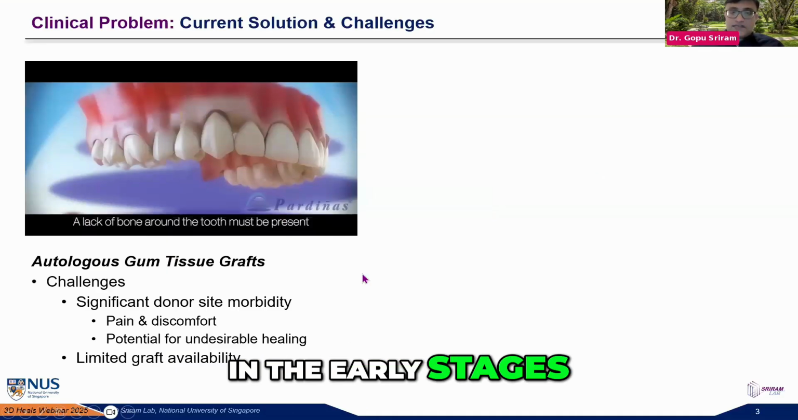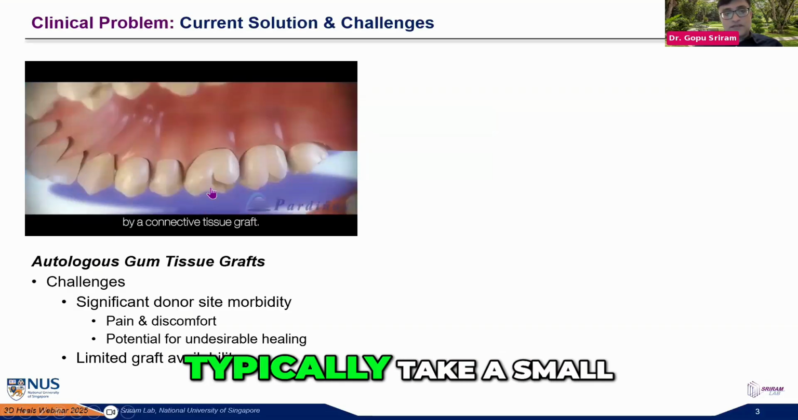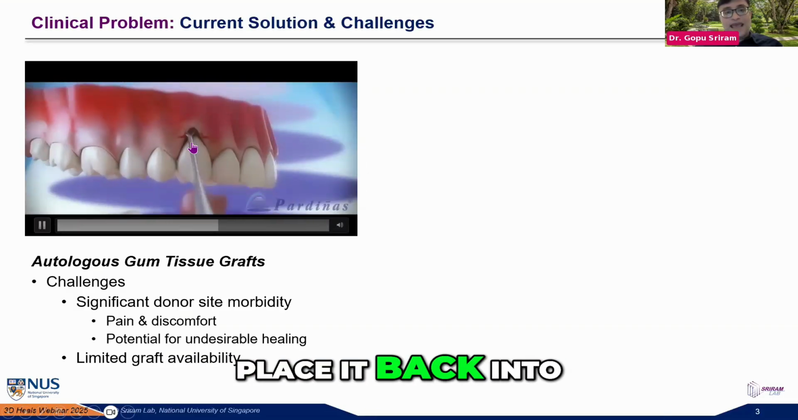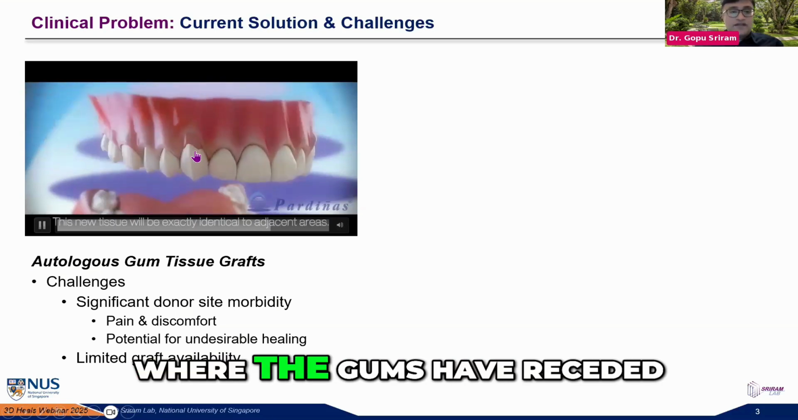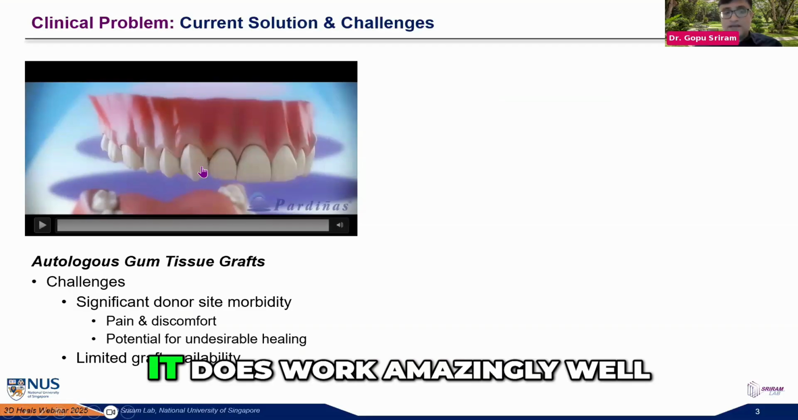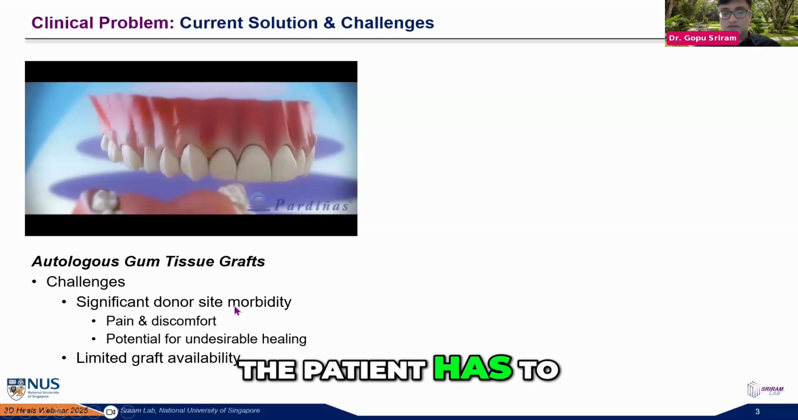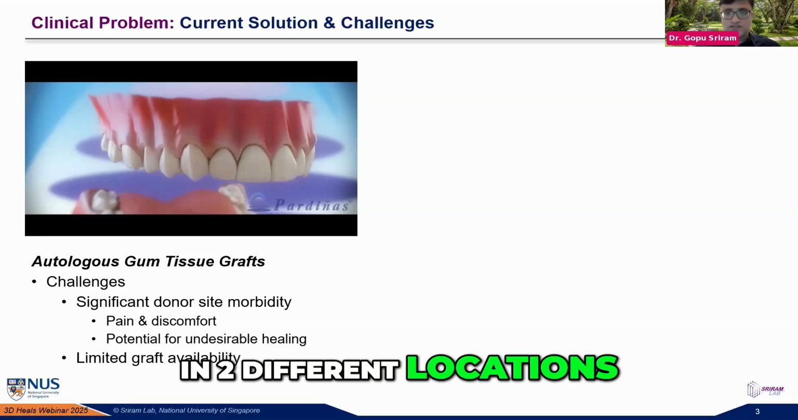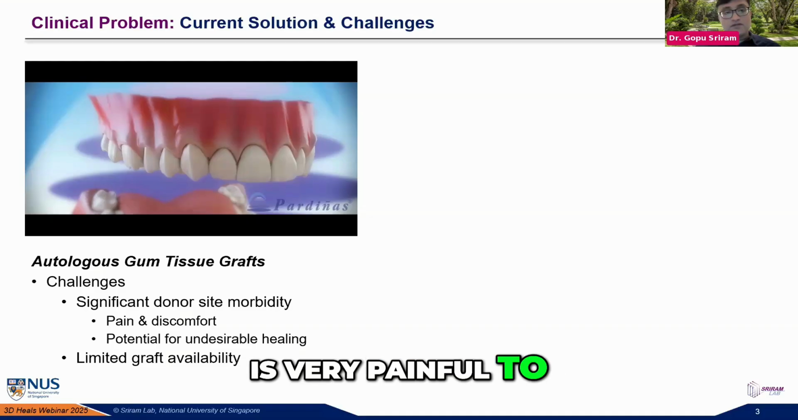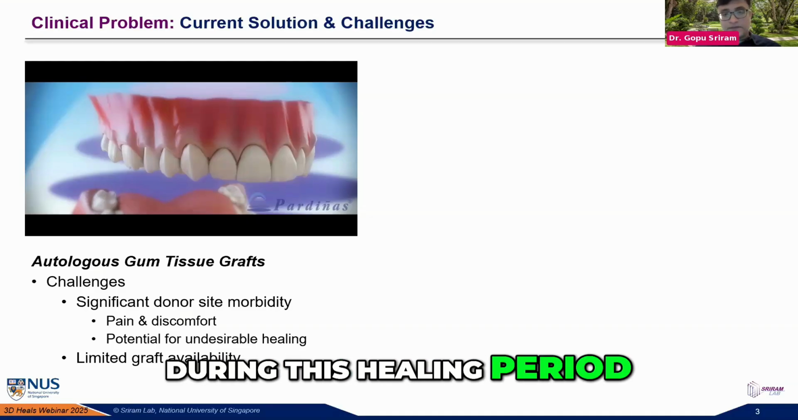So in the early stages, when the gum recedes and the surgeon wants to replace that, what they do is typically take a small piece of tissue from the roof of the mouth, place it back into the place where the gums have receded, suture it back, and expect it to heal. It does work amazingly well, but obviously the patient has to go through two surgeries in two different locations, and the roof of the mouth is very painful to live with a wound during this healing period, right?